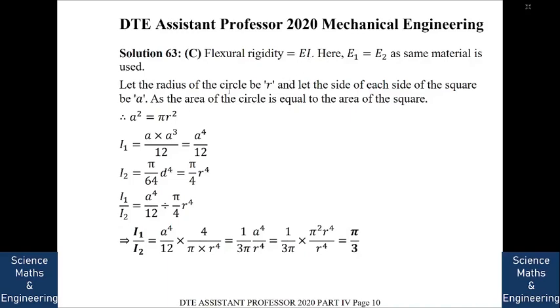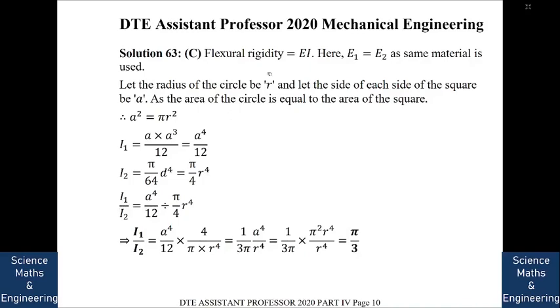Next, we take the radius of the circle to be r and the length of each side of the square to be a. Now as the area of the circle is equal to the area of the square, we get a square is equal to pi into r square. So from here, this is just one equation, and then I1 would be equal to BD cube by 12, so B is a, D is also a, so it is a to the 4 by 12. I2 is equal to pi by 64 into d to the power 4, which is equal to pi by 4 into r to the power 4.